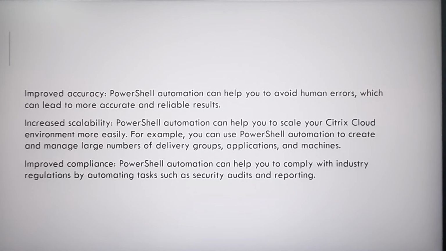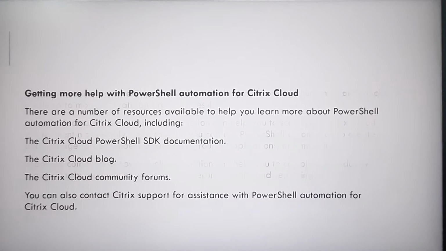Increase scalability. PowerShell automation can help you to scale your Citrix Cloud environment more easily. For example, you can use PowerShell automation to create and manage a large number of delivery groups, applications, and machines. Improve compliance. PowerShell automation can help you to comply with industry regulations by automating tasks such as security audits and reporting. Getting more help with PowerShell automation for Citrix Cloud.